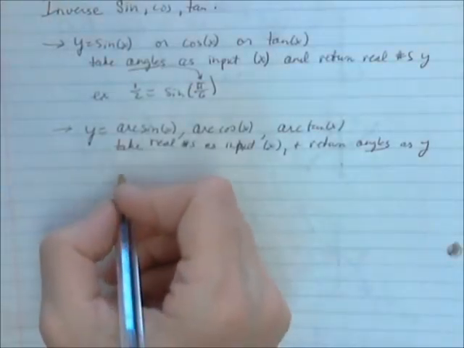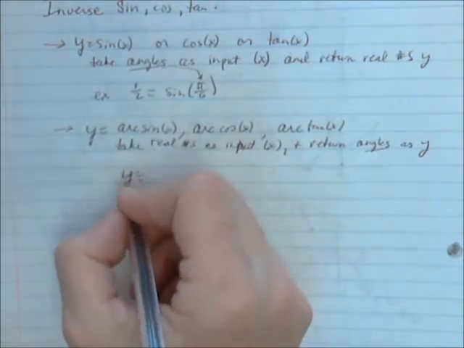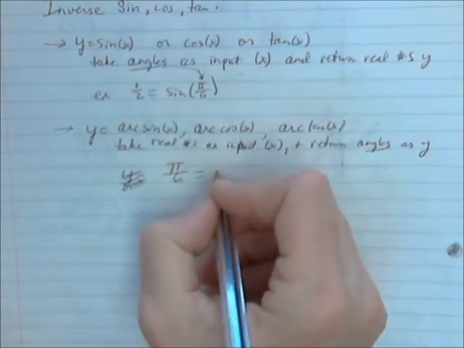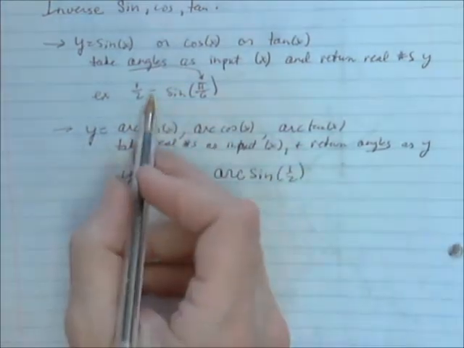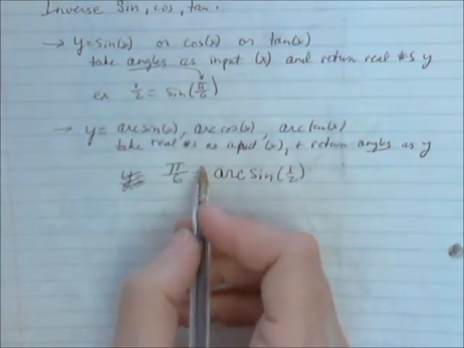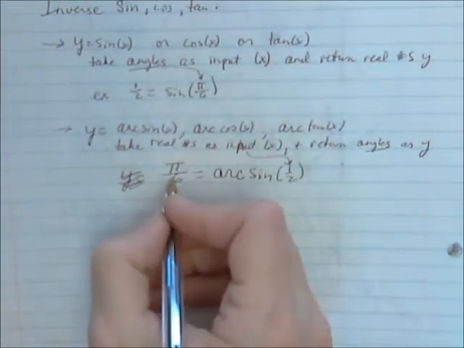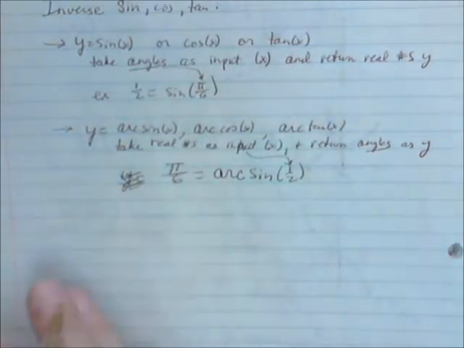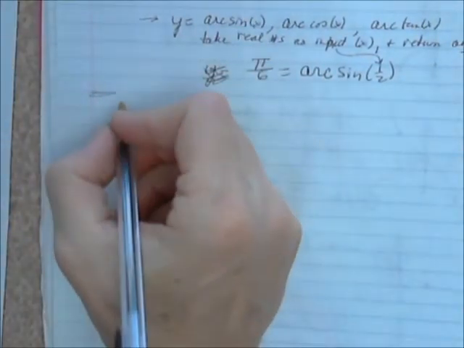For example, you can say pi over 6 is equal to the arc sine of 1/2. That's just the inverse of what I wrote above. So the real number is the input, or the x, and the angle is what is returned as the output, or the y value. So let's take each one of these, arc sine, cosine, and tangent, and let's list some characteristics.